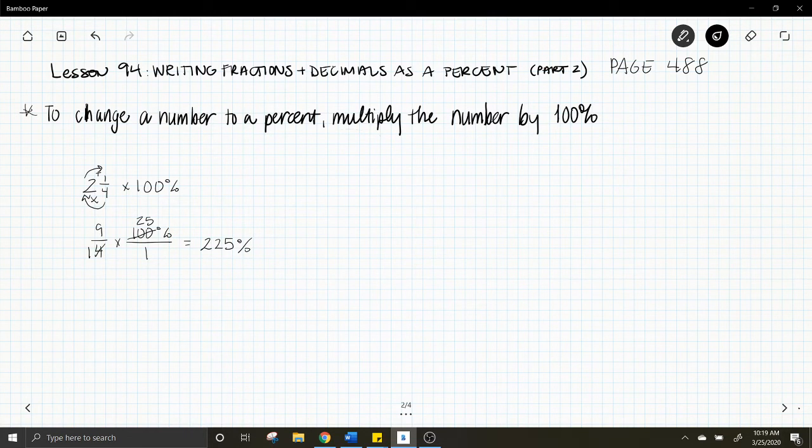All right, we have 2 more examples to work through. So now we're on page 490. Let's look at example 4. Write 2 1/6 as a percent. So first thing we're going to do is change this into an improper fraction. What is 2 1/6 as an improper fraction? It's going to be 13 over 6. Remember, we say 6 times 2 plus 1 is 13 over 6, multiplied by 100%.